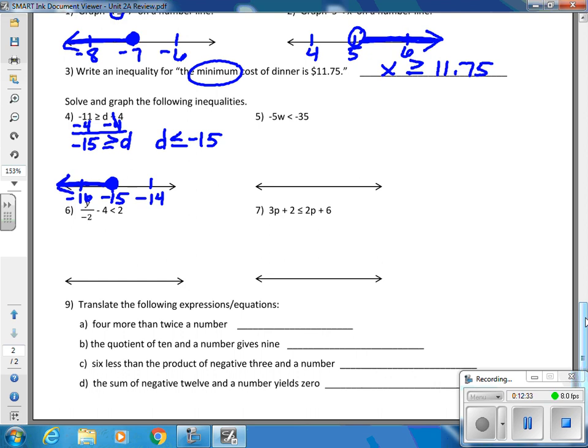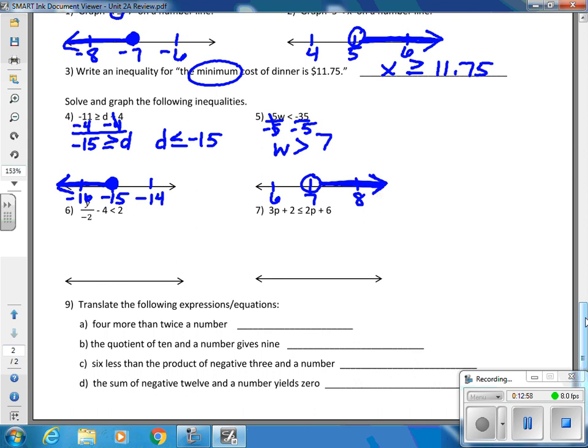Okay. Number 5, in order to get negative 5 to go away, we are going to divide by negative 5. Because we divided by a negative number, we have to flip the sign. That's what the rule says. So instead of less than, it says greater than. And negative 35 divided by negative 5 is positive 7. So put 7 in the middle, 6 below it, 8 above it. Open circle on 7 because there's no piece of the equal bar. And because it says greater than 7, all the numbers greater than 7 are your answer.